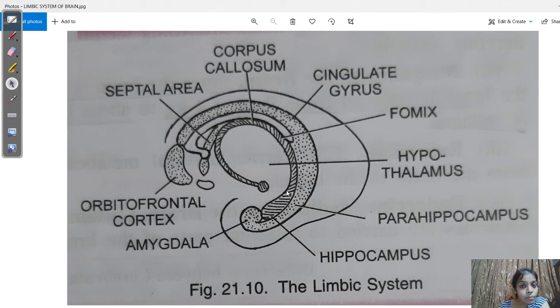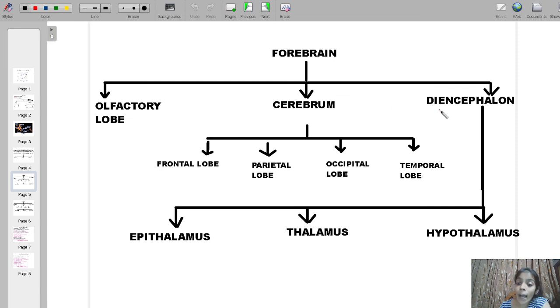Apart from cerebrum, there is diencephalon in the forebrain. Let us go back. Now, why such a name, diencephalon? Di means two. Encephalon means brain. So, two parts of brain. One is the thalamus and the other one is hypothalamus. Epithalamus doesn't have a very prominent function, so often it is not written in certain books. Epi means above, then thalamus, and then hypothalamus. Hypo means below. These three together constitute diencephalon.